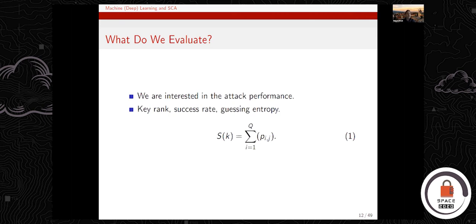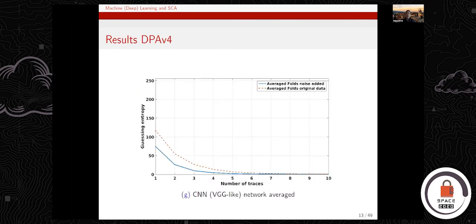These are the measures I will be using: key rank, guessing entropy. Let me just show you a couple of results that are not even new results. These results are now more than 1.5 years old. For something like the DPAv4 data set, on the x-axis we have the number of traces, and on the y-axis we have the guessing entropy.